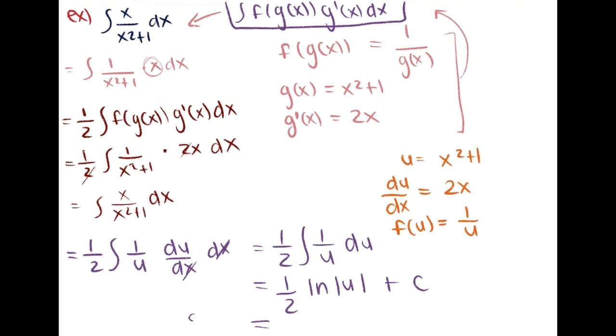And now all you have to do is sub that u back in. So you get a half ln x squared plus 1 plus your constant. And that is your final answer.